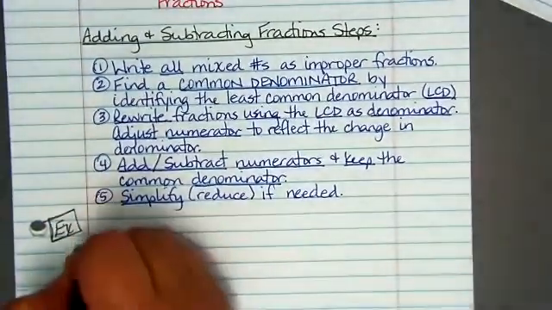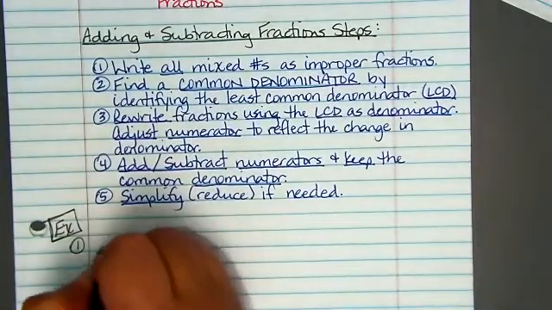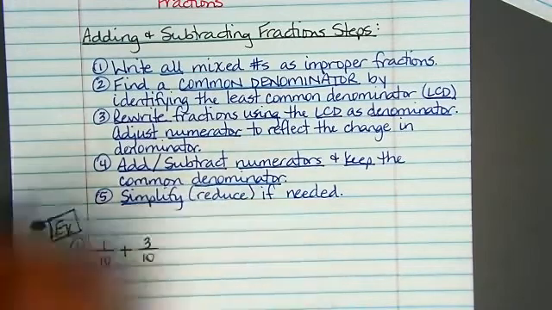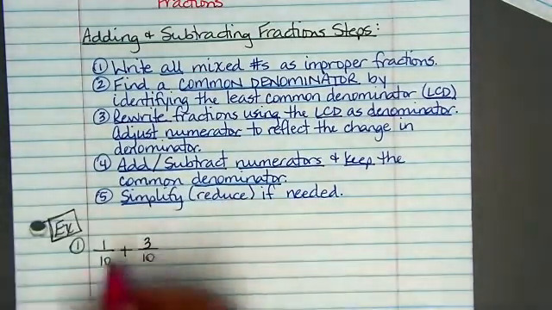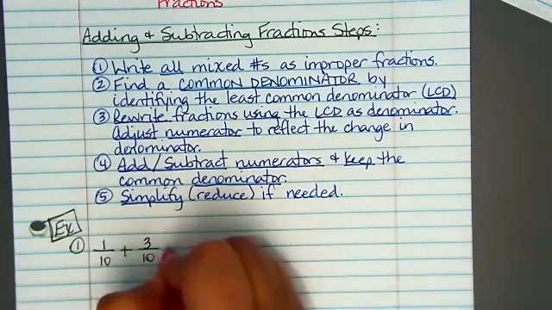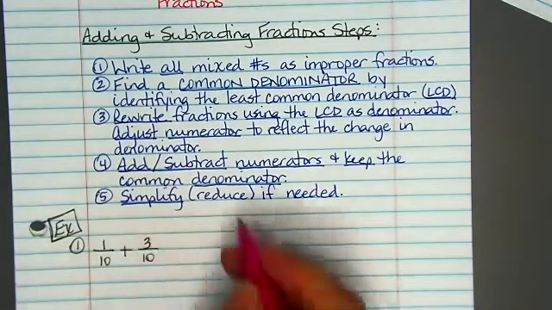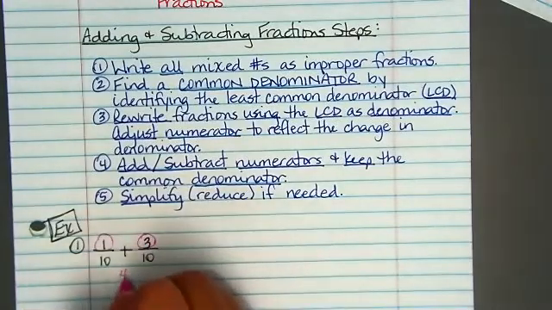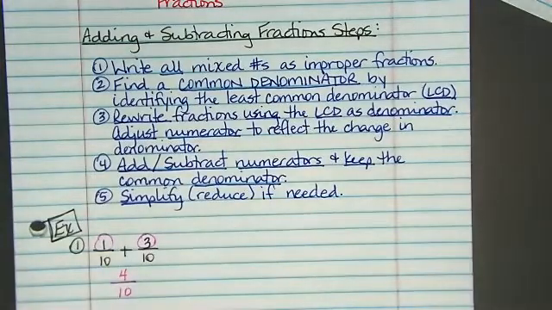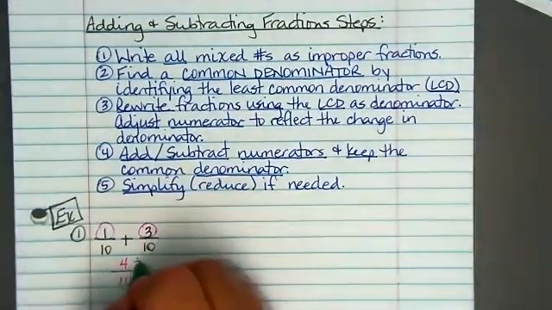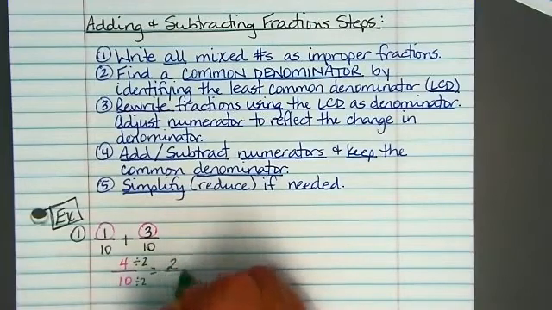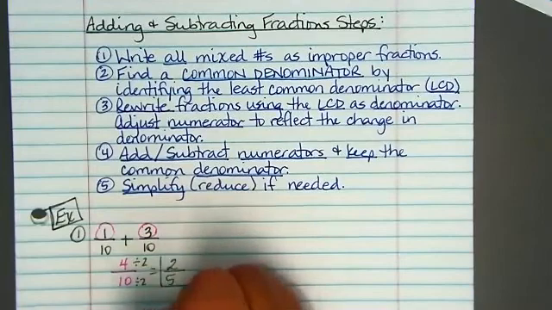All right, so example 1. This is 1 over 10 plus 3 over 10, and this is the simplest problem. It already has a common denominator. So now I'm just going to add the numerators, and that's going to give me 4 over 10. And now I need to simplify because they are both even. So I'm going to divide by 2, divide by 2, and that gives me 2/5 as my final answer.